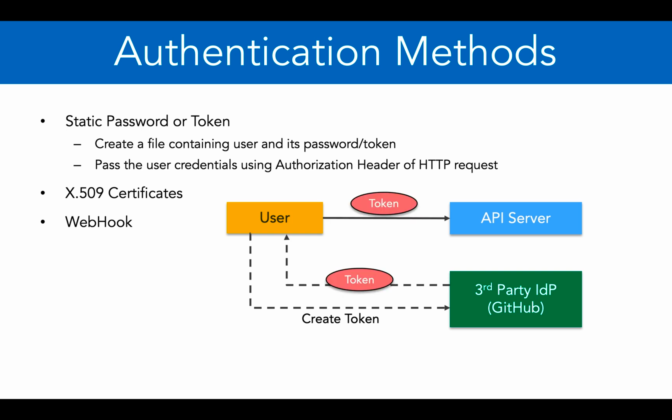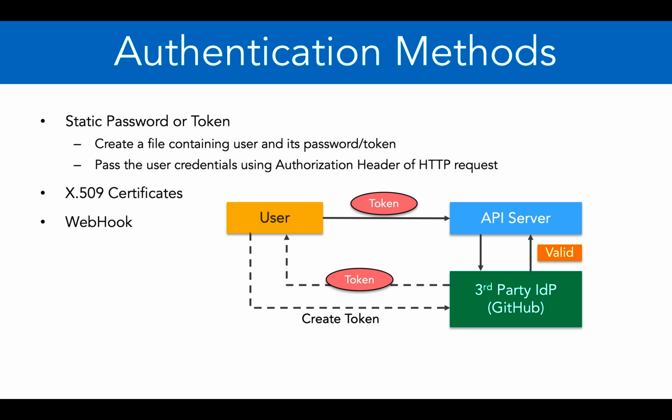Now whenever the user sends any command to the API server, the user sends the token along with the command. Now it triggers an event and the API server takes the token and goes and talks to the third party identity provider like GitHub and asks whether the token is valid or not. Now, when GitHub says yes, the token is correct, it is valid, it is for a valid user, then the valid flag is sent to the API server and the command is executed. So this is how Webhook works.